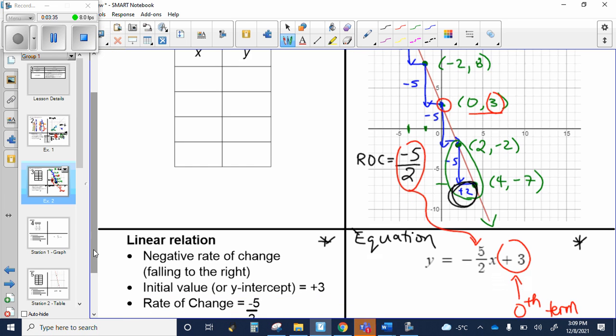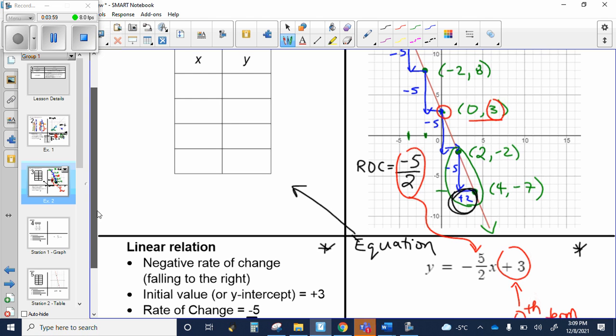But our task is to take this equation and produce a table of values. So how do we do that? Well, there's a couple of ways that you can do that. One is very efficient. Both are effective, but one is definitely better than the other. So here's my suggestion to you.